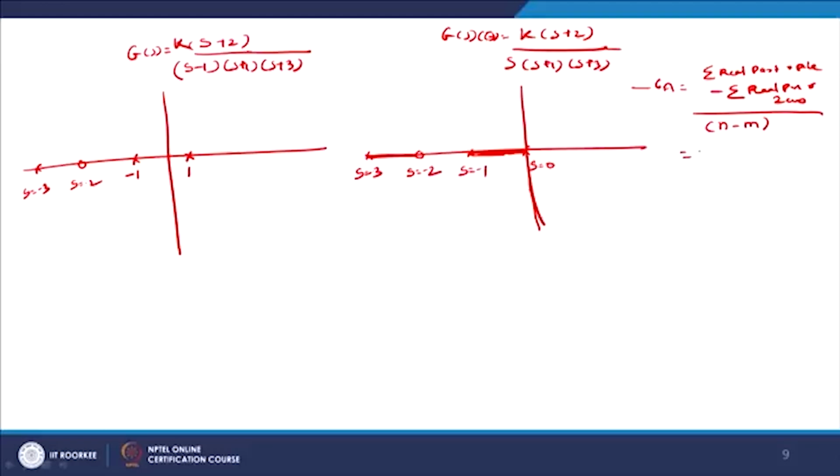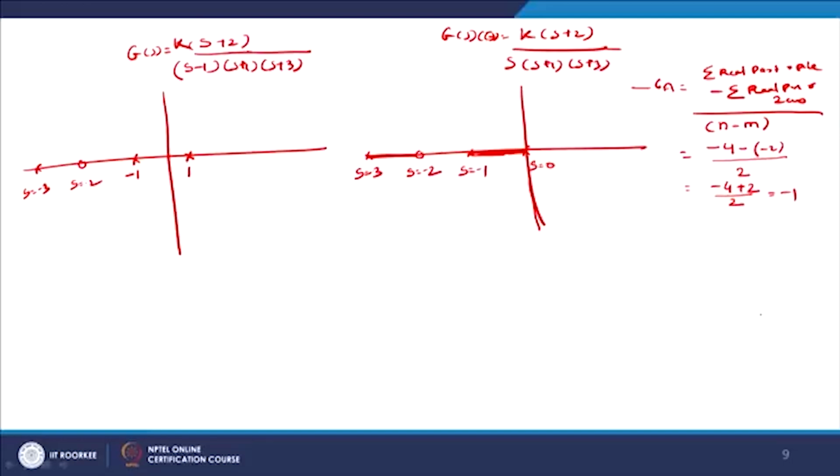So what will we get in this case? What are the poles? One at minus 1, the other at minus 3, so we will get minus 4. Minus the zero, which is at minus 2, so we will get minus 2. Then how many poles? 3 poles, 1 zero, so we divide by 2. So we will get minus 4 plus 2, that is minus 2, divided by 2, gives minus 1... minus 4.